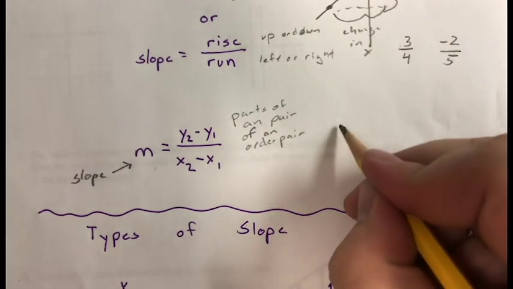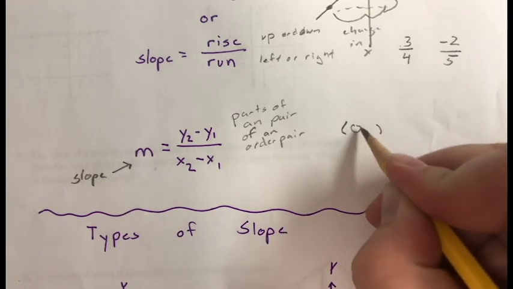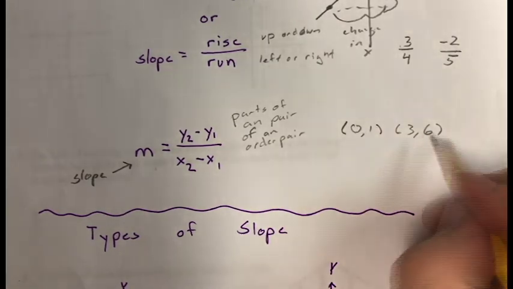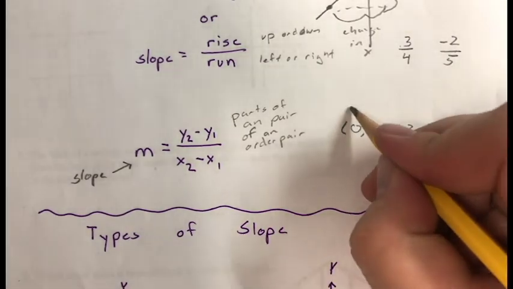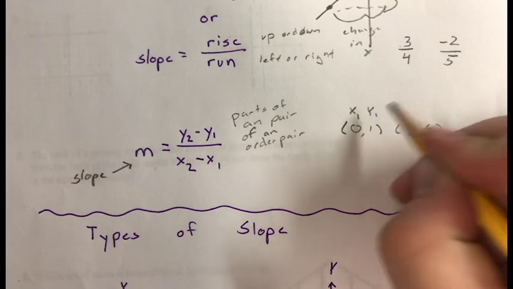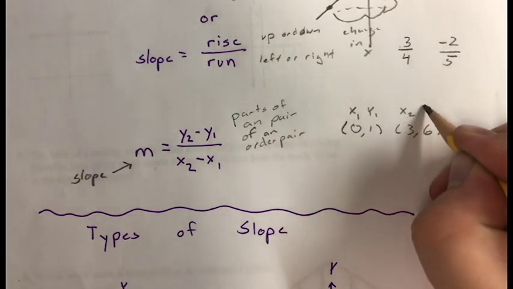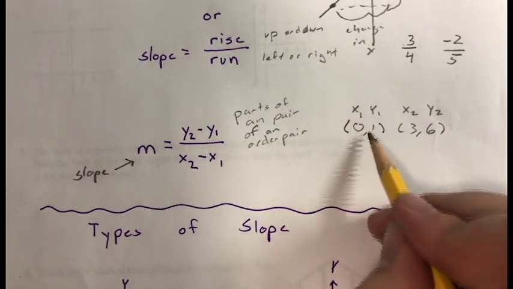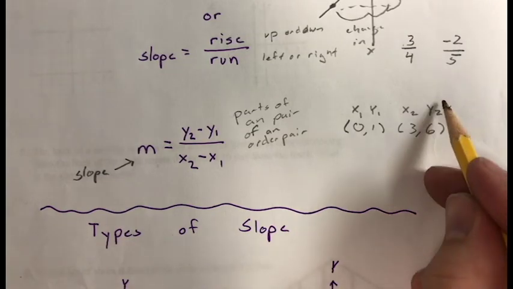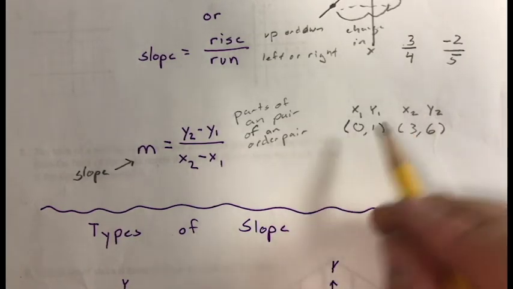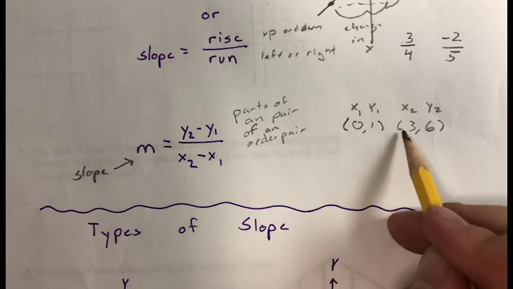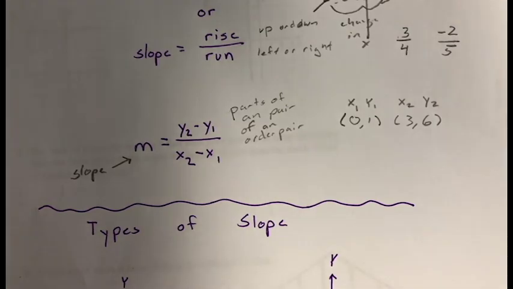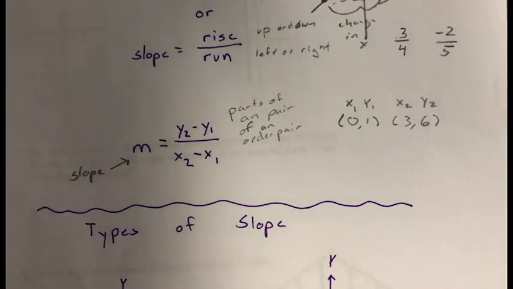Let me give you a better example. If I give you 2 ordered pairs, I have (0, 1) and I have (3, 6). Each one of these represents something. So this one would be my x sub 1, y sub 1, and this would be my x sub 2, and this would be my y sub 2. This is my first ordered pair and its corresponding pieces. This is my second ordered pair and its corresponding pieces. So if I wanted to know the slope between these two points, it's just a matter of plugging this information into my equation. And I'll show you some more of that in just a second, and it should clarify things a little bit more.